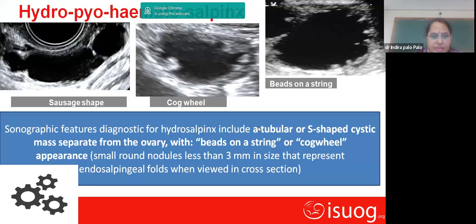Hydrosalpinx typically is sausage shaped. It is an elongated cystic mass. If there is an infection or a hydropyosalpinx, it may appear as a cogwheel or a beads-on-a-string like appearance. The beads-on-a-string appearance is due to the endosalpingeal folds viewed in cross section. And the sausage shape is due to the S-shaped cystic masses due to collection of fluid or blood or pus inside the fallopian tube.